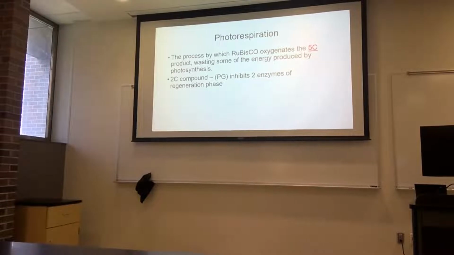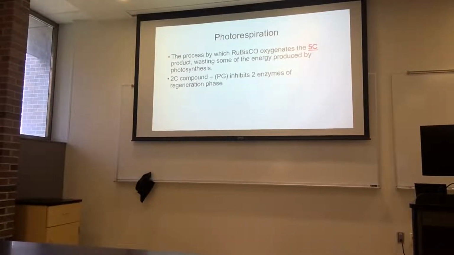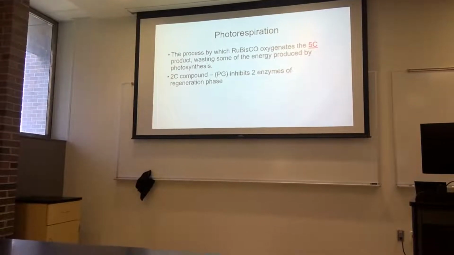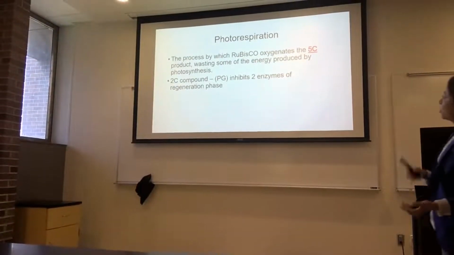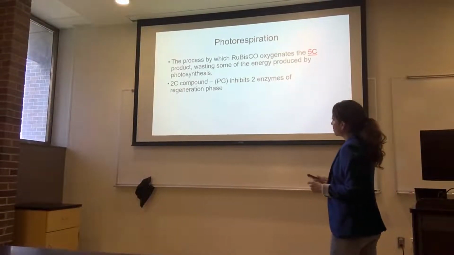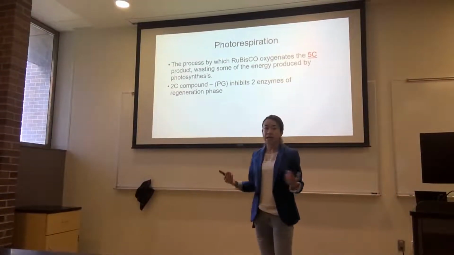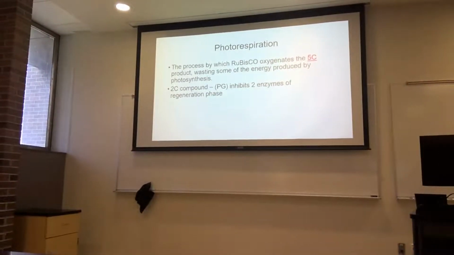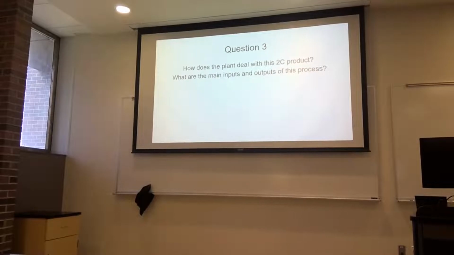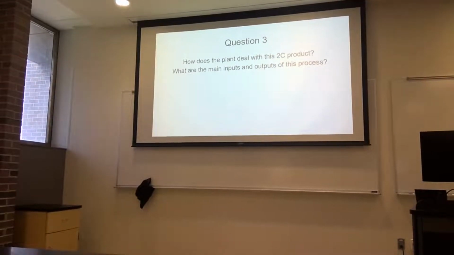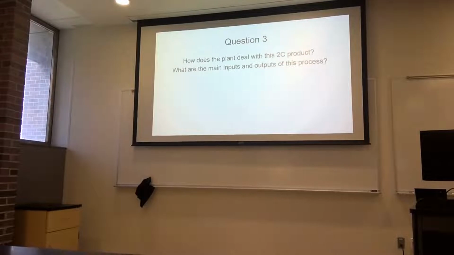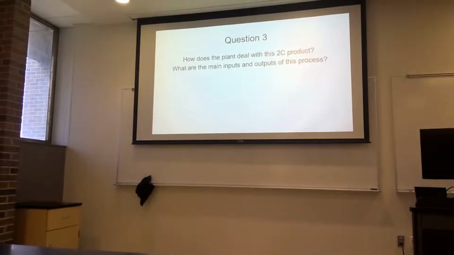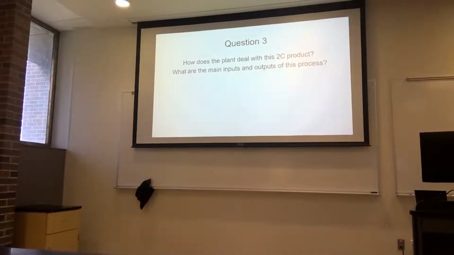That is known as photorespiration. So you're using oxygen instead. As I said, it's a waste of some of the energy and gives you the 2-carbon compound. So it's 2 things gone wrong. It's toxic. The plant doesn't want it. How does the plant deal with that?